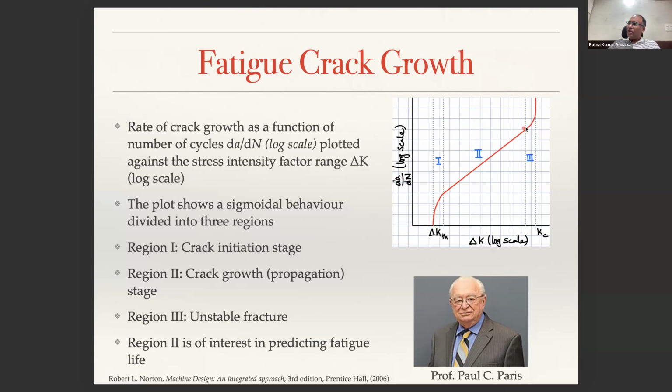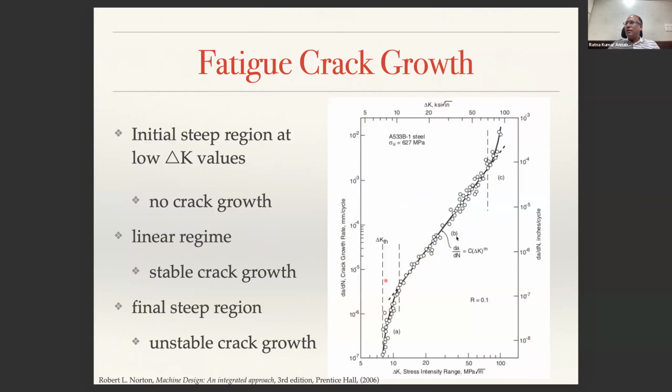And you see that dA by dN as a function of delta K shows a straight line on a log-log scale. It is not a normal scale, it's a log-log scale. So on a log-log scale, you can say that it's a straight line of constant slope. So that is a power law in some sense. So you can write dA by dN as C delta K whole power m. You can clearly see a nice linear fit, and here the threshold delta K, and here it is suddenly breaking. So in the initial steep region at low delta K values, there will be no crack growth. That means there isn't enough stress intensity factor. And then you have a stable crack growth. And finally, the crack has grown to such a large size that suddenly it will break open.